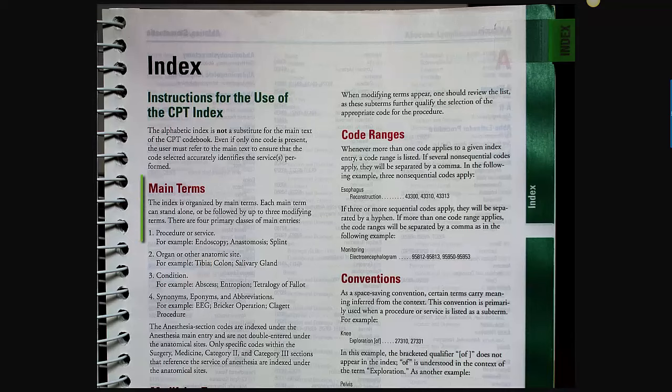You can look them up by procedure or service, such as ablation, biopsy, splint, etc. You can look them up by organ or anatomical site, such as the abdomen, a bile duct, eyelid, tibia. You can also look them up by disease or condition, such as an abscess, cataract, tetralogy of Fallot, as well as look them up by synonyms, eponyms, and abbreviations, like EGD, PET scan, or a Keller procedure, and so on.